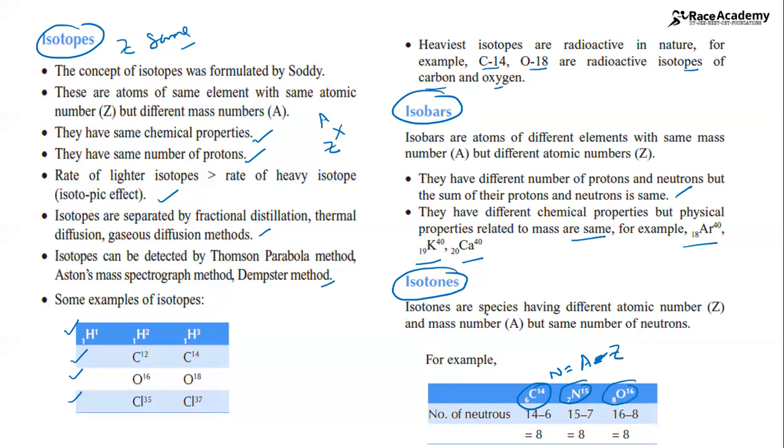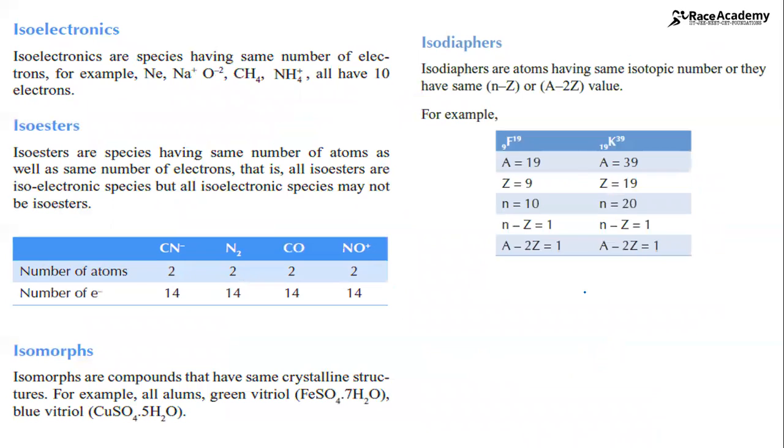That means isotones are the species having different atomic number and mass number, but the same number of neutrons. This is another most important topic of atoms, with different classifications according to nuclear chemistry. Let us see what are isoelectronics, or you can say isoelectronic species.